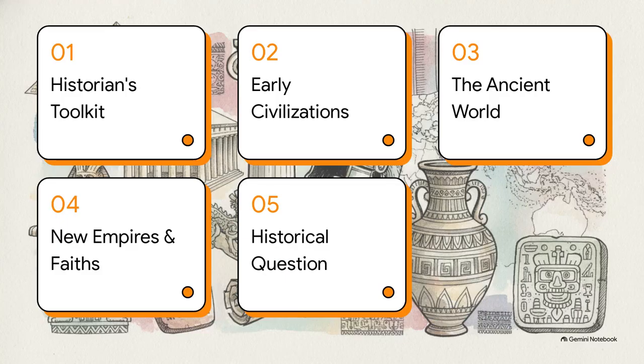So, here is our roadmap for the journey. We'll navigate through 4 chronological units, starting out with the historian's toolkit, moving into early civilizations, then exploring the classical ancient world, and finally, new empires and faiths. And we'll wrap the whole thing up with one big historical question.